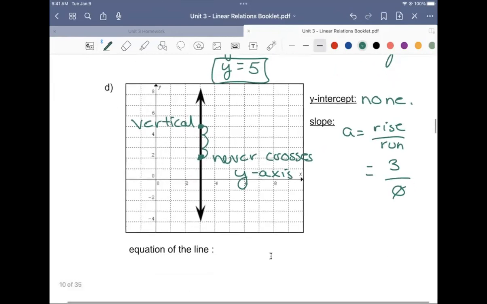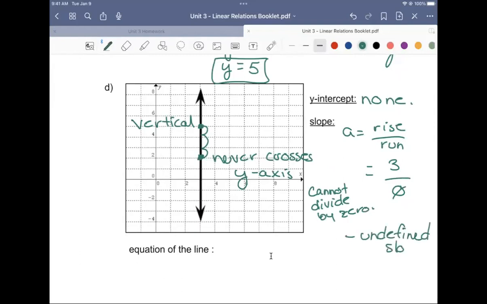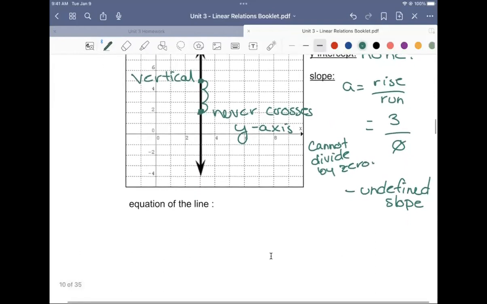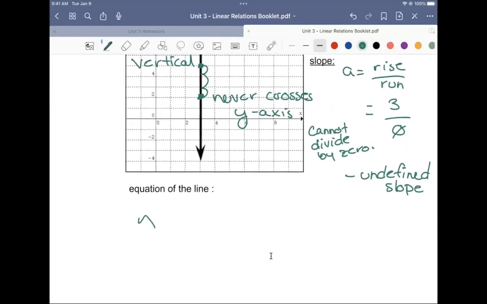Now, if you type this into your calculator, this is the one that always gets students, 6 divided by 0, sorry, my calculator didn't turn on, you will get a math error. You cannot divide by 0. So this is what we call an undefined slope. When we write out the equation for a vertical line, you are always going to say x is equal to whatever point it crosses the x-axis. Here I can see 3, so x is equal to 3.